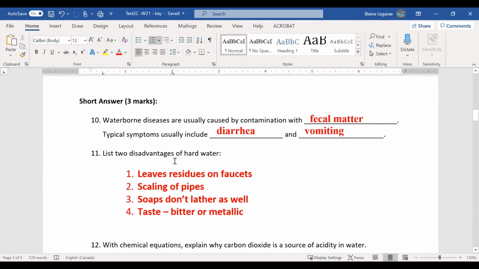Okay, number 10. Correct answer is fecal matter, and I was looking for diarrhea and vomiting. Okay, I think there were some people that may have given me some other kind of gastrointestinal type of symptoms, and I may have given you a mark or a part mark for that. But if you didn't have some sort of gastrointestinal kind of symptom, then I didn't give you the mark for that. So hard water does not, that we know of, have any effects on health.